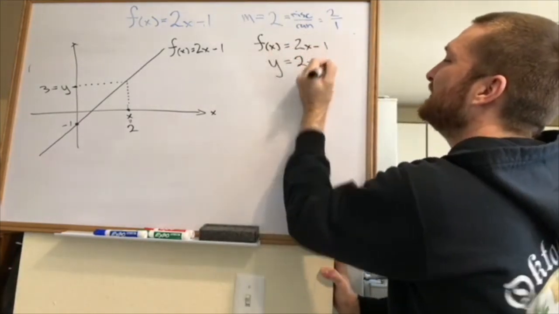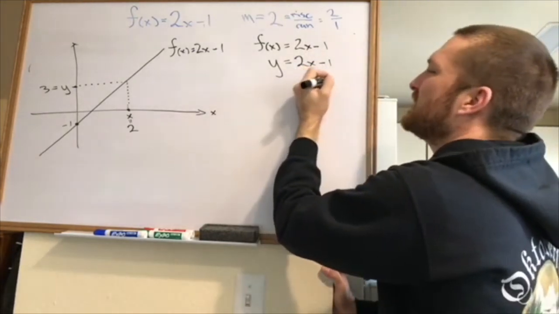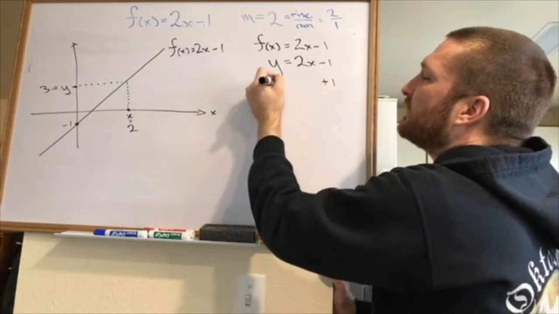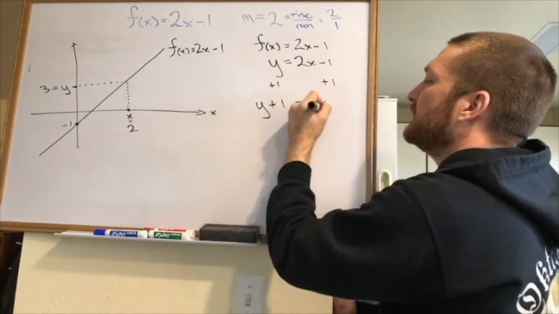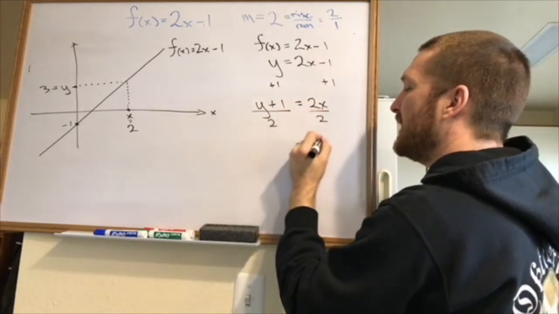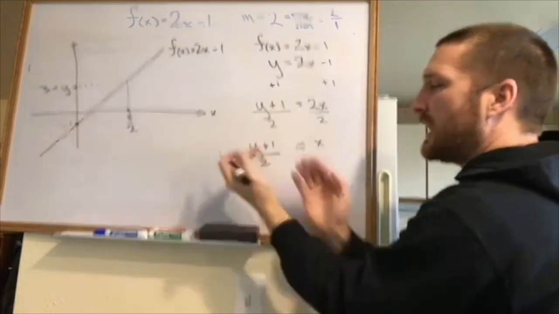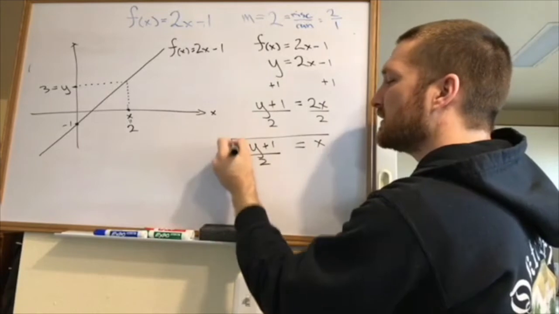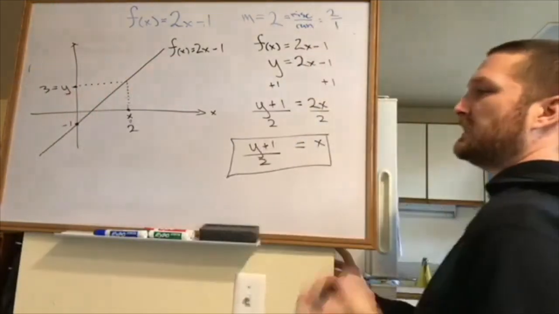Minus 1. There we go. Okay, so to undo this, all we're doing right now is solving for x. We're trying to get x by itself. And then we do this. And we have a formula, a rule which tells us, given any output, how to get back to the original input.